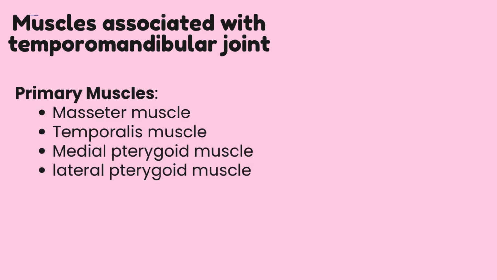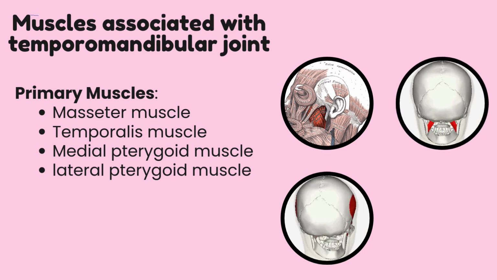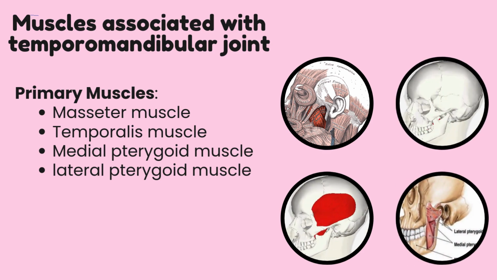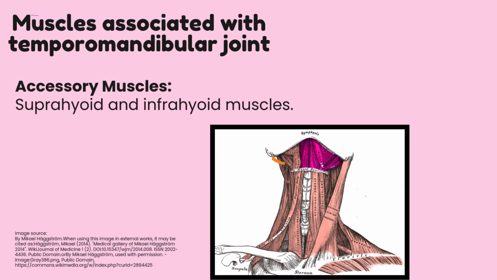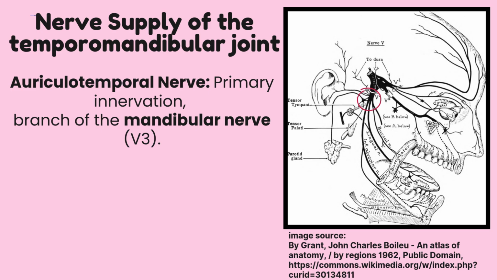The following muscles are associated with the temporomandibular joint. Primary muscles include the masseter muscle, temporalis muscle, medial pterygoid muscle, and lateral pterygoid muscle. Accessory muscles include the suprahyoid and infrahyoid muscles. The main nerve supply of the temporomandibular joint is the auriculotemporal nerve. It is the primary innervation. It is a branch of the mandibular nerve.